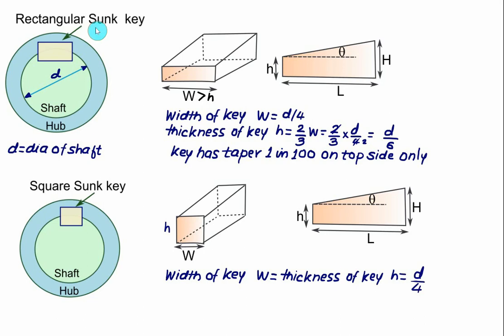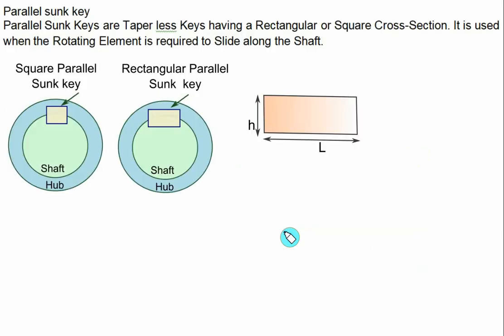In the case of the rectangular sunk key and the square sunk key, we are providing a taper of 1 in 100. Similar to this, we have the parallel sunk key. The difference between the parallel sunk key, and the rectangular and square sunk keys is that they are taperless, having a rectangular or again a square cross section. It is almost a similar concept of a sunk key, but this time in the parallel sunk key the taper is not provided, whether it has a square or a rectangular cross section.